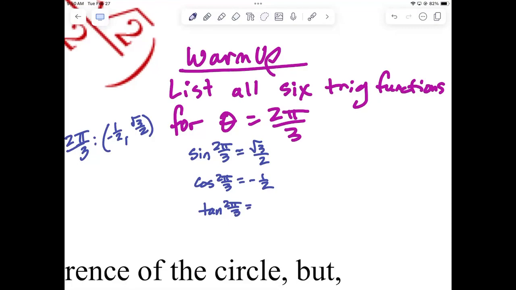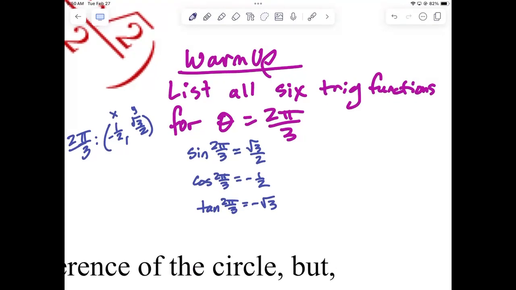What would be the tangent of 2 pi thirds? Well, that's y over x, isn't it? This is x and this is y. Y over x, so that's going to be negative square root of 3. Good. We practiced this the other day. So it's the same thing. The 2's are going to divide out. Whenever you do tangent or cotangent, your 2's divide out from the denominator.